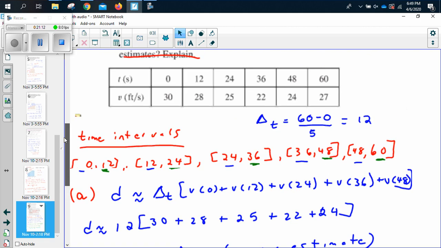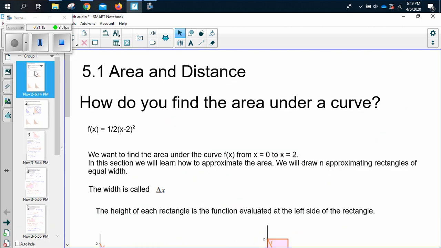So remember, in this section, we're really just getting approximations for the area under the curve.